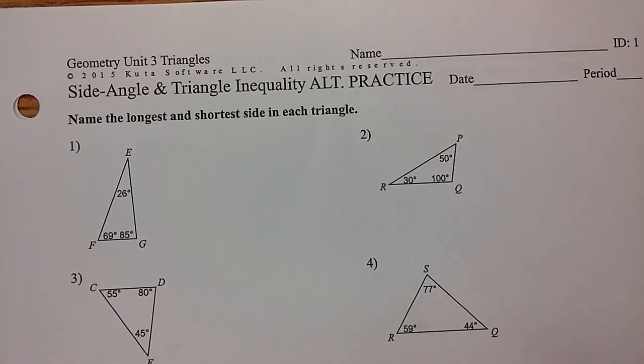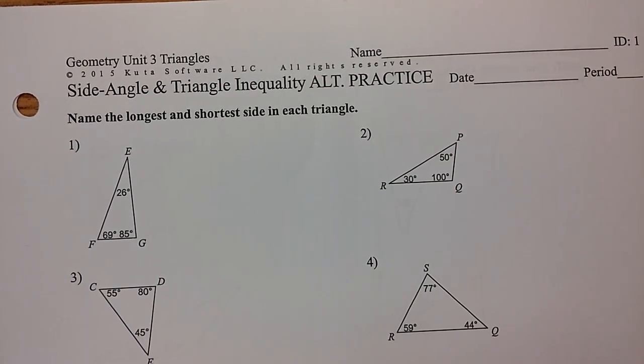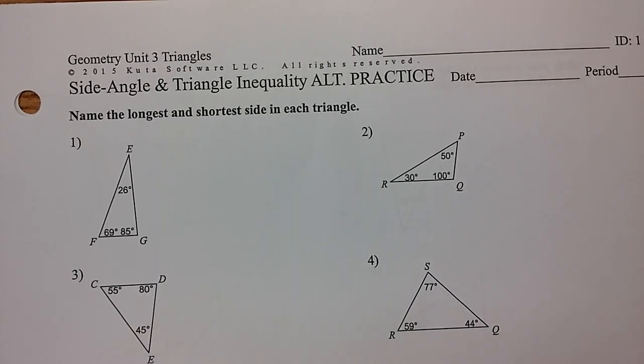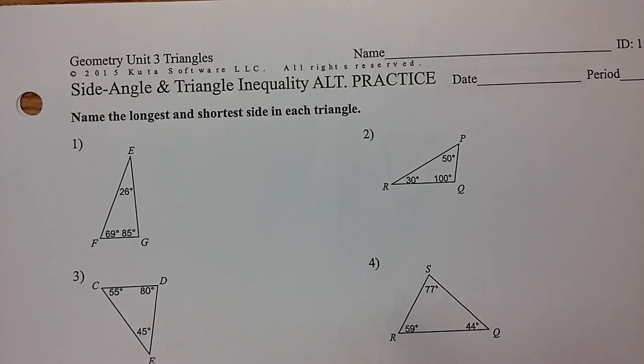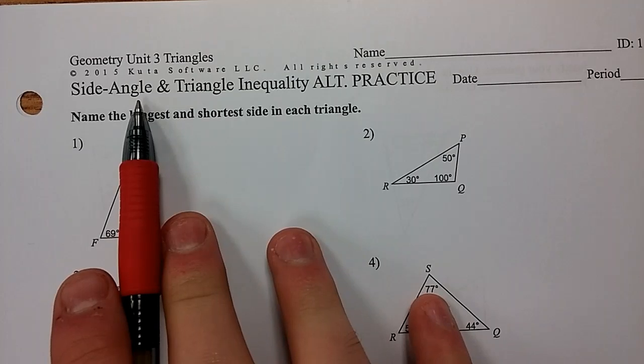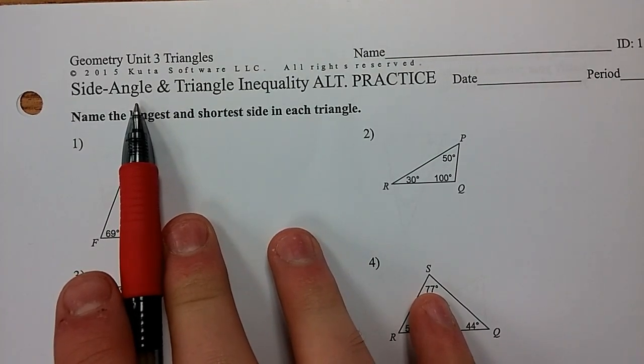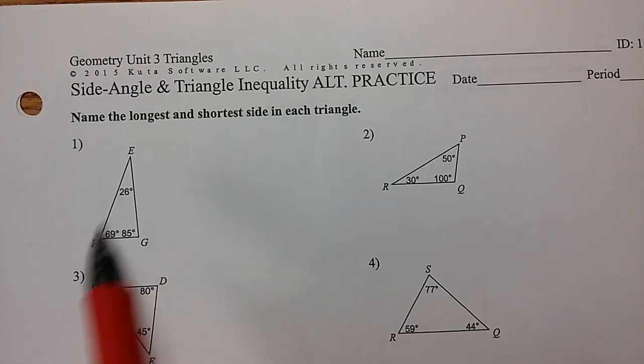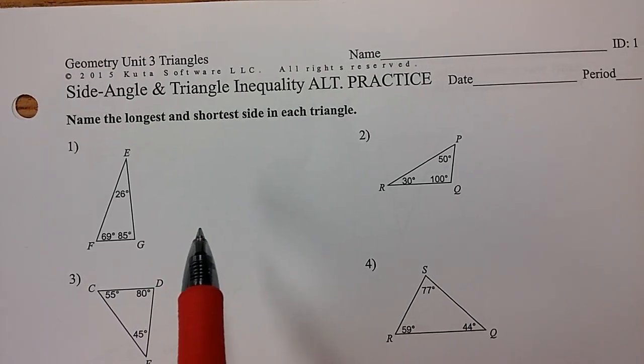In this video, we're going to learn about the side angle theorem and the triangle inequality theorem and how to use them with given examples. Let's start with the side angle theorem. This states that if you have the largest angle in a triangle, it will be opposite the largest side in the triangle.